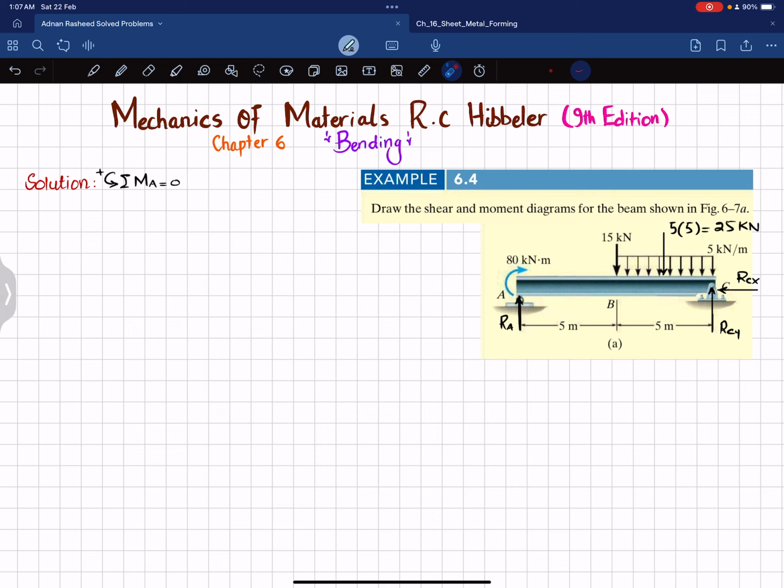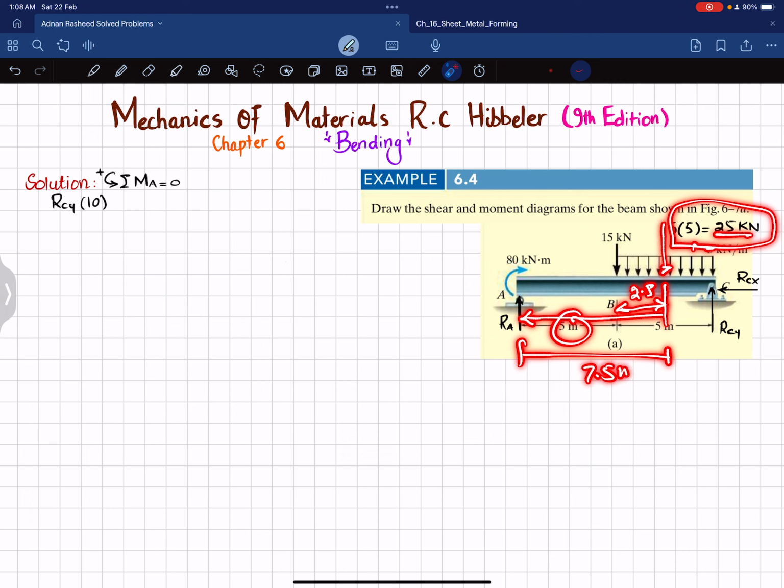Now we will apply this equation. The first force that is producing moment is RCY, and the perpendicular distance is 10, and this is producing counterclockwise moment, so it will be positive. So I can write RCY multiplied by 10, and that is positive. The second moment about point A is from this 25 kilonewton load, and the perpendicular distance is this one. So this is 5, and this distributed load will act at the middle of this 5, which is 2.5. So 5 plus 2.5 is 7.5. So this distance is 7.5 meters.